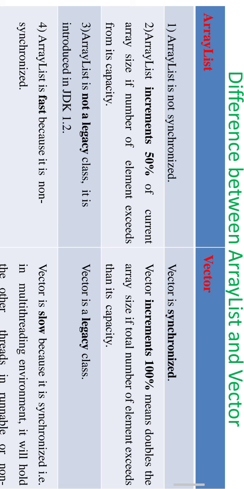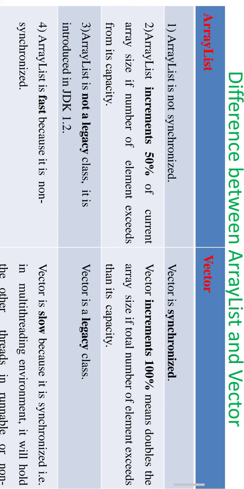So at the starting time I specified the array size as simply 10 elements. Whenever I want to add the 11th element to this array, it automatically increments by 50% of that. That means it increments to 15.